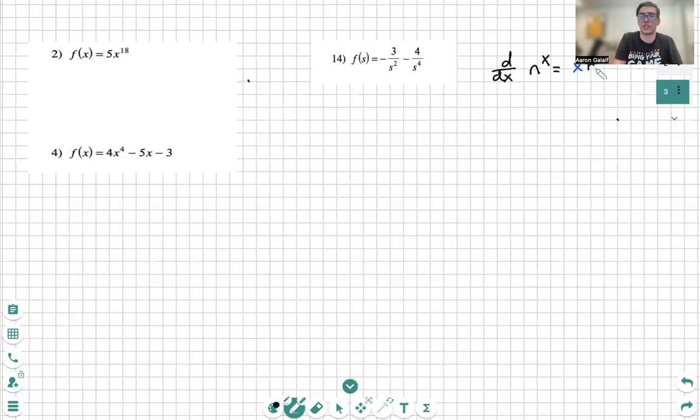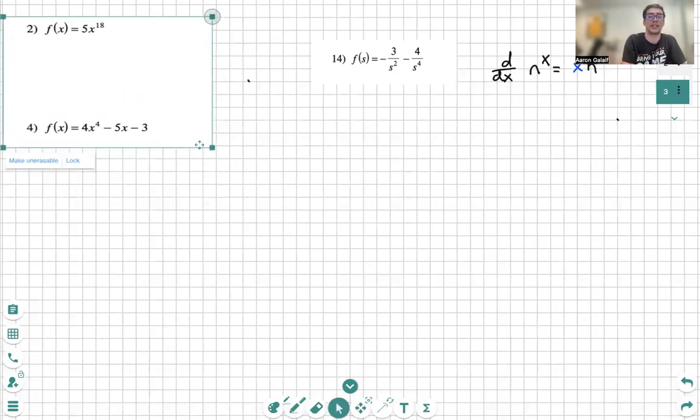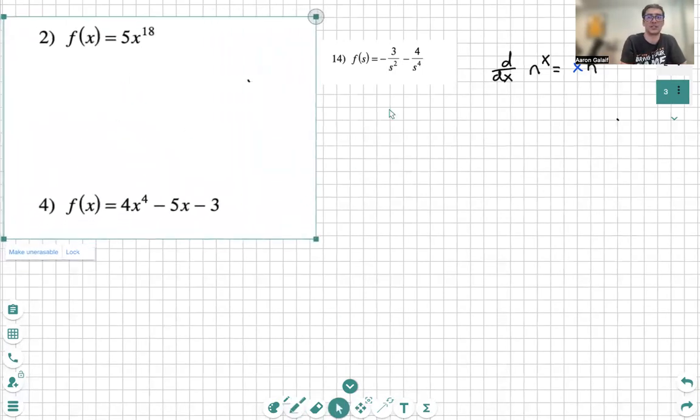The n will not change, but the exponent up here will be subtracted by 1. And that's it. So we're going to take the exponent, multiply it to the coefficient or the front or the 1 or whatever's there, and then subtract that exponent by 1 and leave it there. And that will be that. So now that we've gone over that, let's apply it to some of these problems. Let's start with number 2.